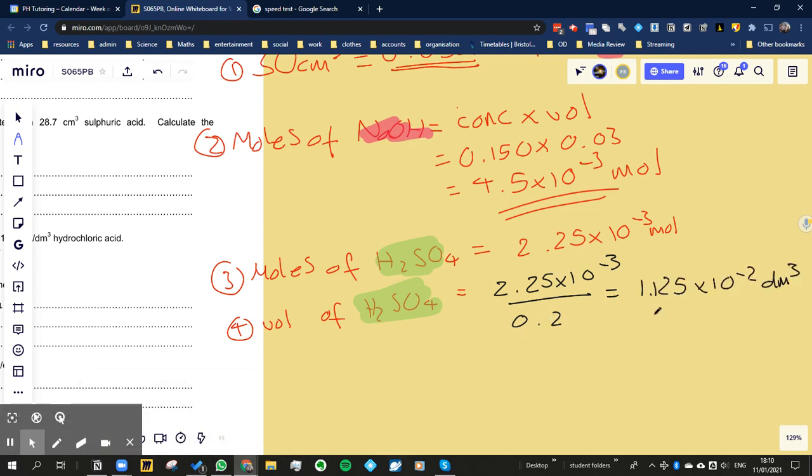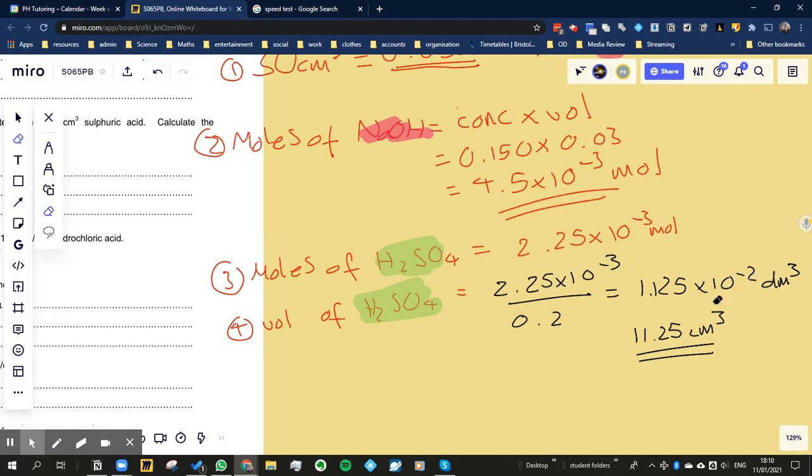Now that is the volume in decimeters cubed. Now it's possible that they will want the answer in centimeters cubed, and so what you would do is times it by 1,000 to do that. Okay, so times it by 100 would just get rid of this. So times it by another 1,000 and by another 10, and it would bring us back to 11.25. So 11.25 centimeters cubed, or 1.125 times 10 to the minus 2 decimeter cubed. Okay.